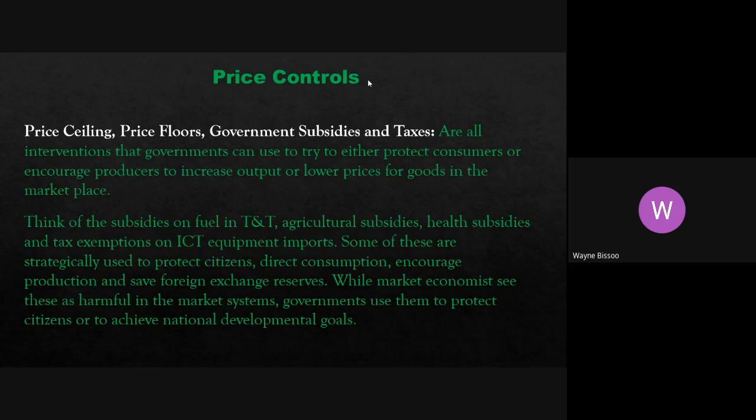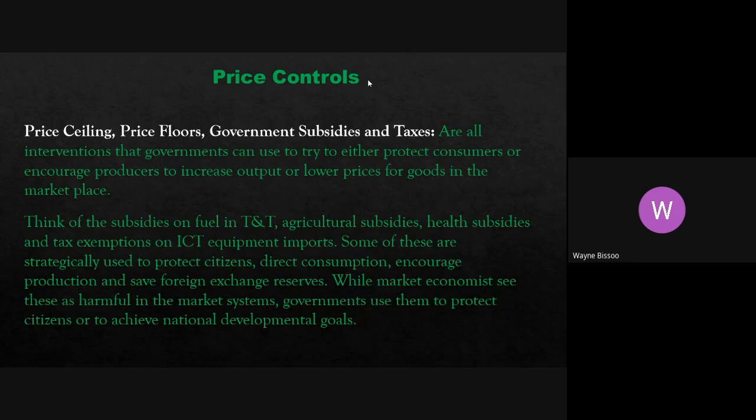All right. So the last slide that I have here is about price controls, and this is something that's important. There are a couple of videos about it, but you're gonna look at it from the market point of view. And in the market point of view, they look at these things: price ceilings, price floors, government subsidies, and taxation, as things that are negative in the system, because they tend to interfere with how the market works. So we know the market tries to find equilibrium, but when government interferes with it, then what ends up happening is that they prevent the market from getting to its natural equilibrium.